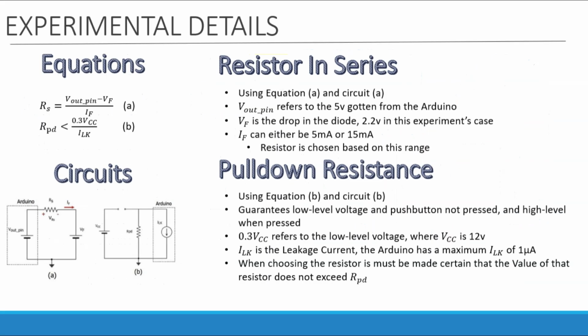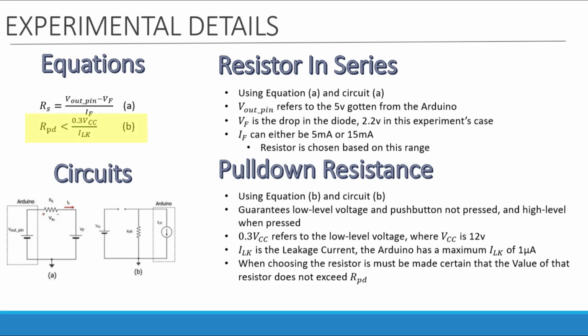In order to find the correct resistance for our circuit, we use the following equations and circuits shown on screen. For the resistors in series, equation A is used. V out pin minus Vf is the voltage drop across the resistor itself, that being 5 minus 2.2 respective to V out pin and Vf. That is divided by the current that is given as a range of 5 mA to 15 mA. Our resistor must fall between these two values.